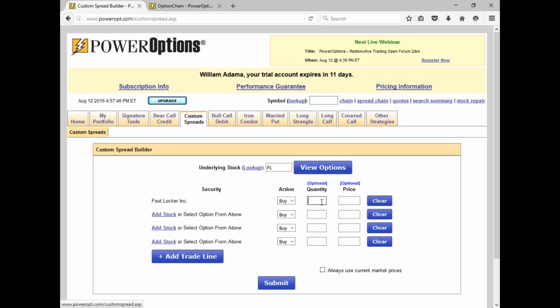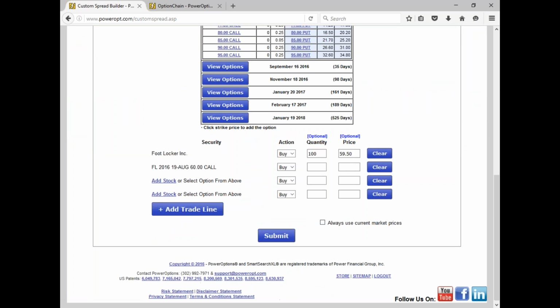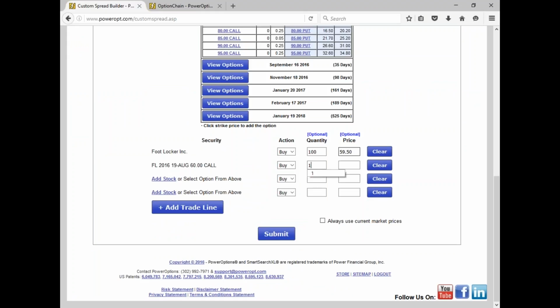Let's say I bought Foot Locker at $59.50. Not the quantity, I'm sorry, folks. Bought 100 shares of Foot Locker at $59.50, and I sold the August 19th 60 strike call at the time for a premium of $1.10.